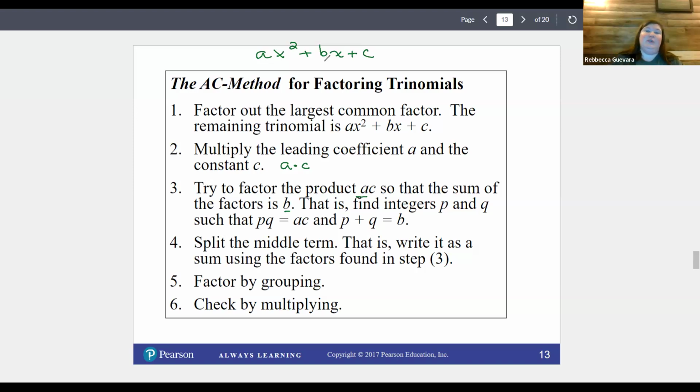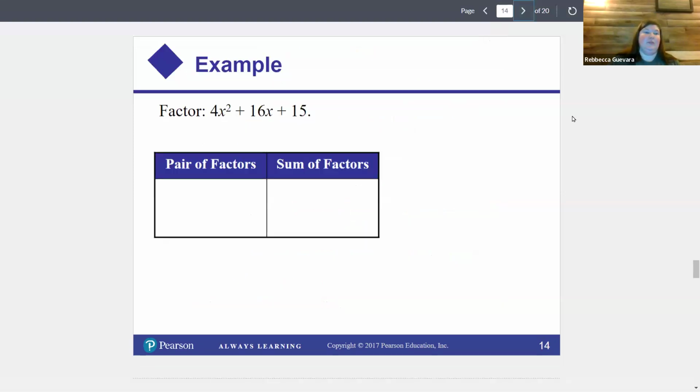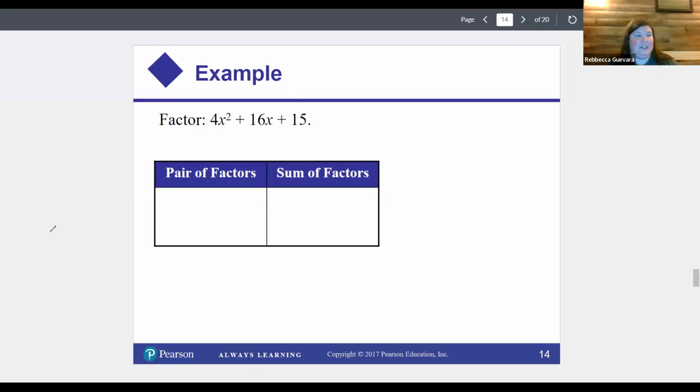And then we're not going to all of a sudden have our factors. We're going to split up this B according to the factors that we found. And then we're going to do something called factor by grouping. And then, of course, you can check this to make sure that everything works. So this is going to be the first example. Actually, I think it's my only example, and then I have you work on your own.